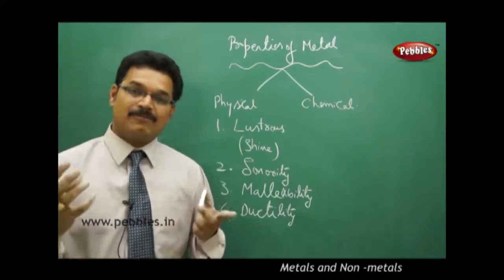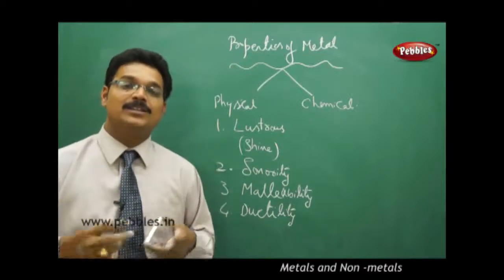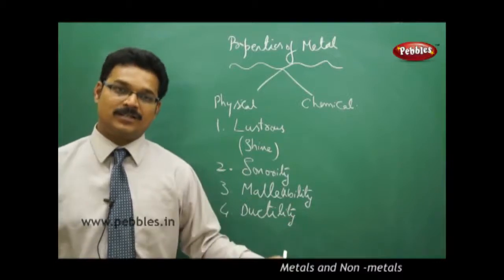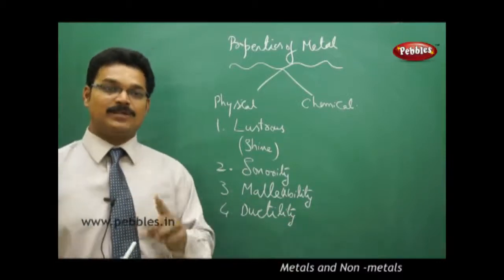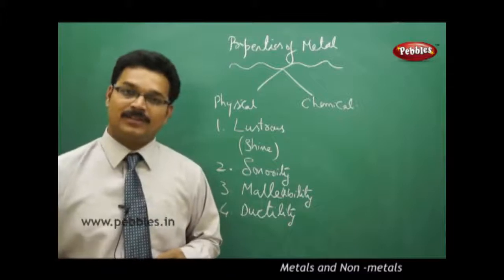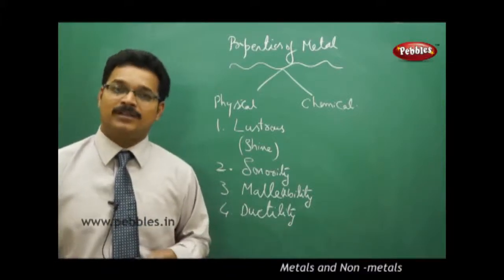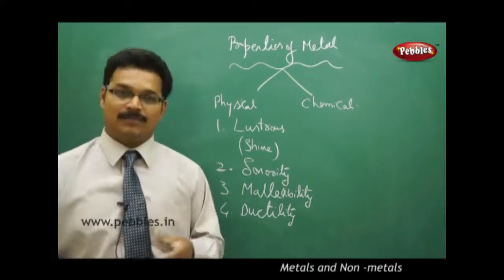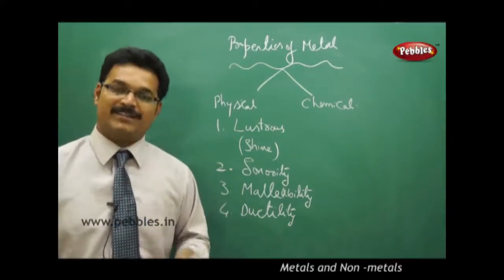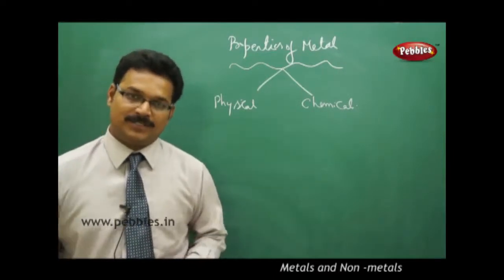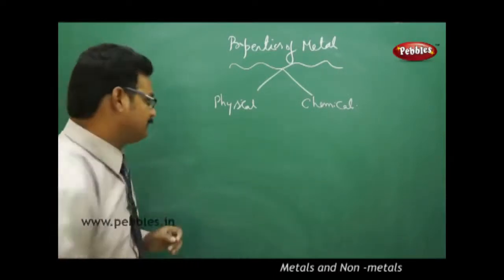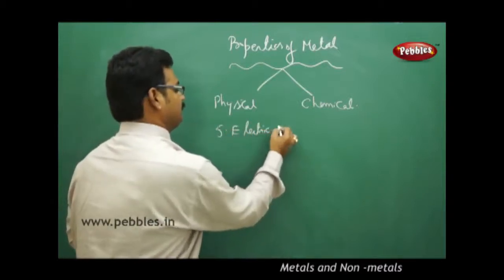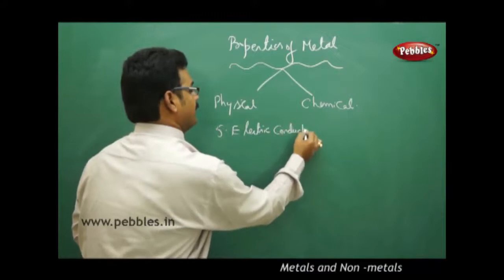Some metals have the ability to stretch to a longer size and be made into wires, and that property is called ductility. Generally all metals have this property, but very popular and very much in demand are copper, aluminum, brass, iron, etc. Next property, electrical conductivity, or electric conductivity.